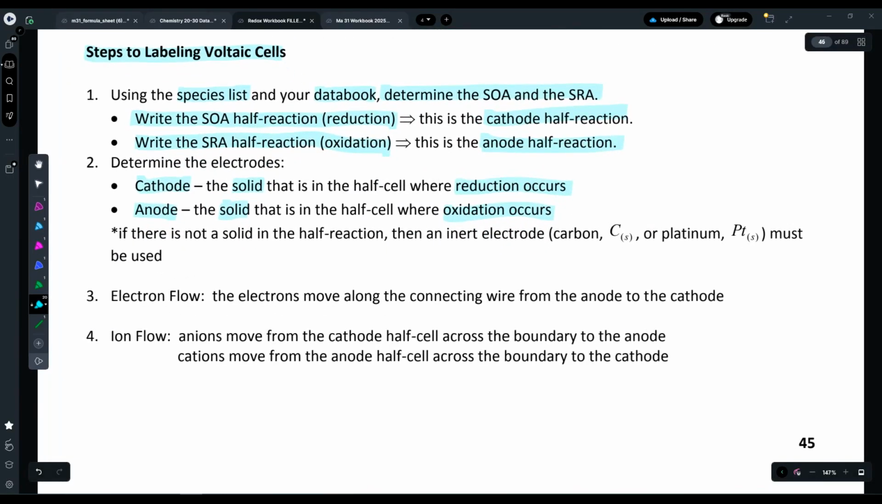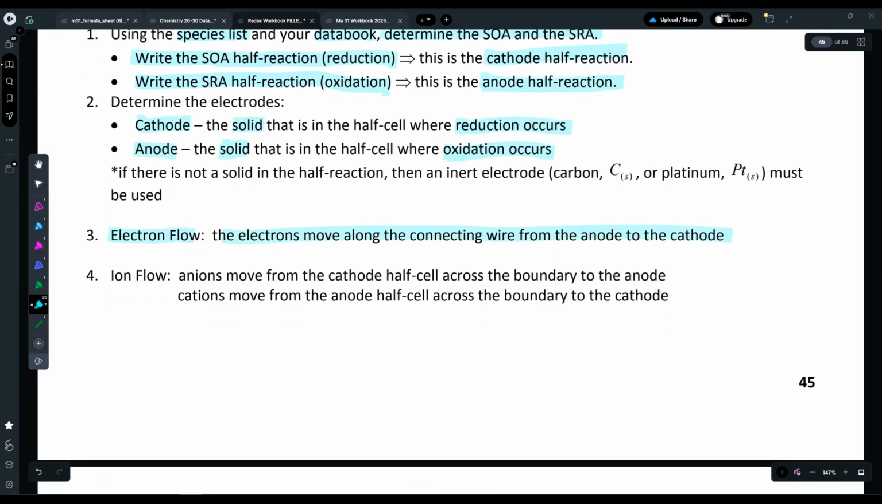Another thing that you're going to have to label is the electron flow. So you need to be able to figure out what your anode is and what your cathode is, because the electron flow goes from the anode to the cathode along the wire. So you need to show the electron flow on the wire from the anode to the cathode.